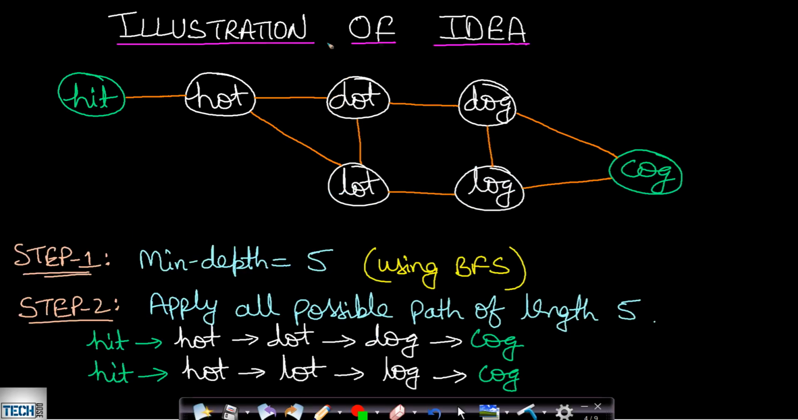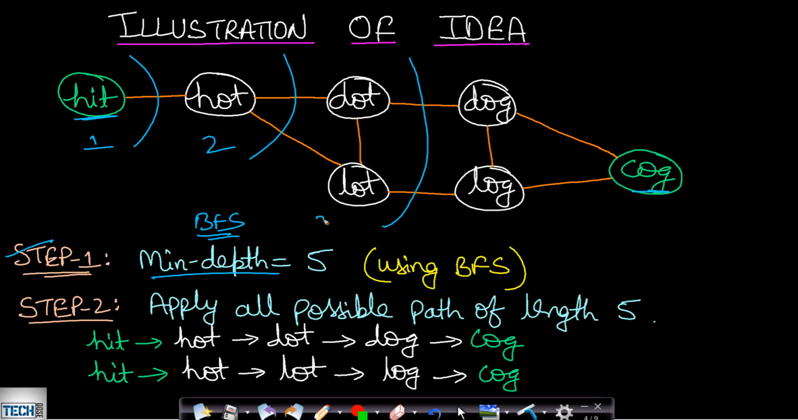Now the illustration of the idea goes like this. Let us say this is your given graph and you want to start from hit and reach this cog. Then in step 1 you will find the minimum depth using your BFS. So this was done in word ladder 1. So hit is at depth 1, hot is at depth 2, dot and lot will be at depth 3, dog and log will be at depth 4, and cog will come at depth 5.